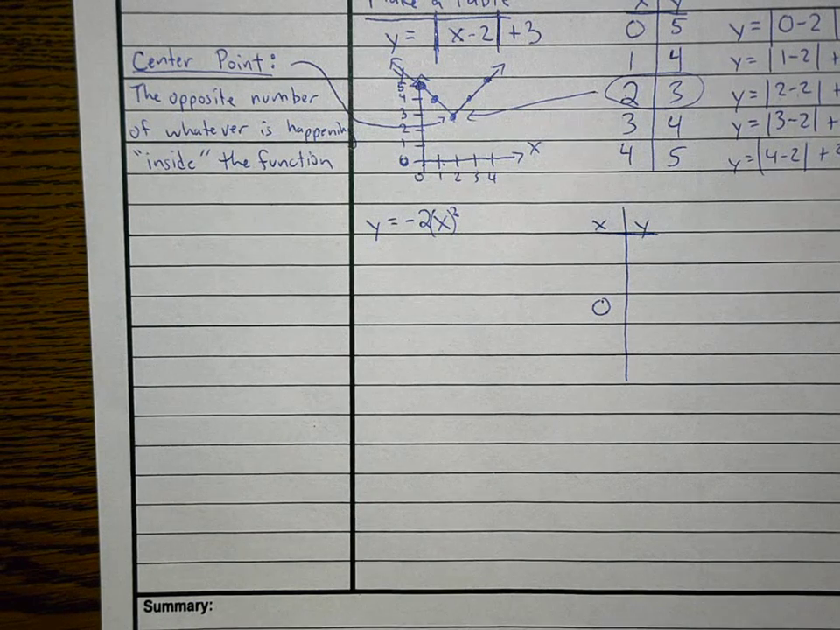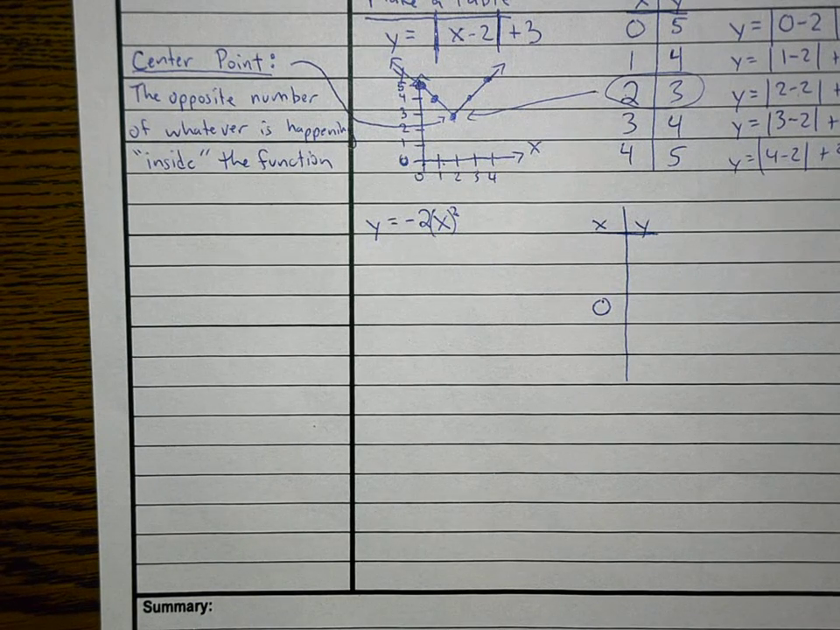It's how much money's in my pocket right now? 0. It represents how much money's in my pocket. Okay?